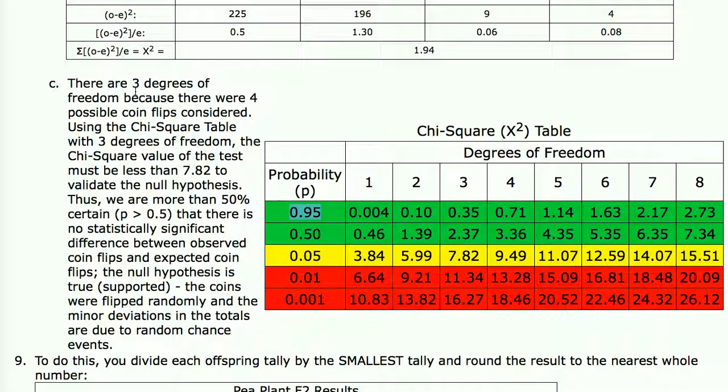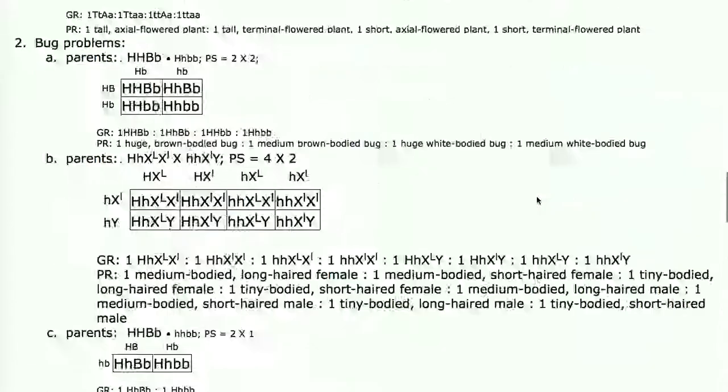So there are 3 degrees of freedom because there were 4 possible coins flipped. Using the chi-square table, the chi-square value of the test must be less than 7.82 to validate the null hypothesis. Since p is greater than 0.5, we can conclude the null hypothesis is valid. There is no statistically significant difference between observed and expected. We do conclude the coins were flipped randomly.